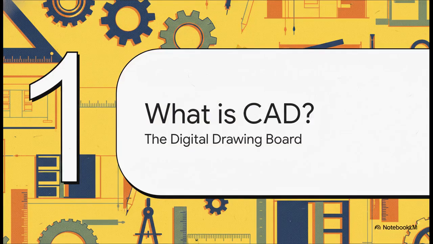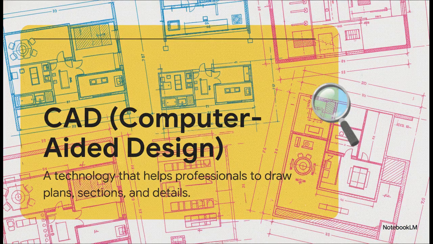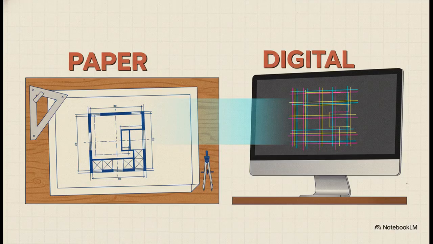Okay, to really get this, we've got to start with the traditional approach, CAD. And the best way to think about it is as a digital drawing board. I mean, the name pretty much says it all, right? Computer-aided design. It's a technology that helps professionals create their 2D and 3D drawings. You know, your plans, your sections, all that stuff. But here's the absolute key takeaway you need to remember for CAD. At its core, it's essentially digital paper. Sure, it moved drafting from a physical drawing board to a computer screen, but the core concept? It pretty much stayed the same.